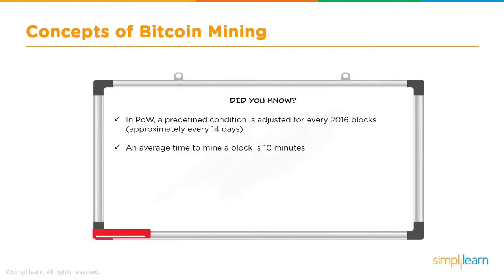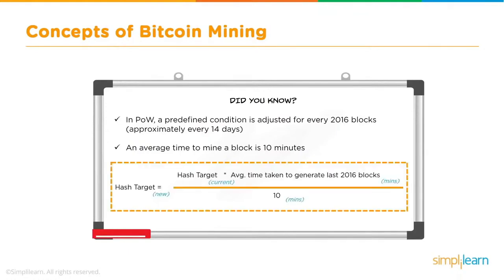Now let's take a look at certain facts. In proof of work, the predefined condition, the target, is adjusted every 2016 blocks, which is approximately every 14 days. The average time to mine a block is 10 minutes. So basically, the target keeps automatically adjusting itself to keep the block generation within the 10-minute time frame. So this is the representation.